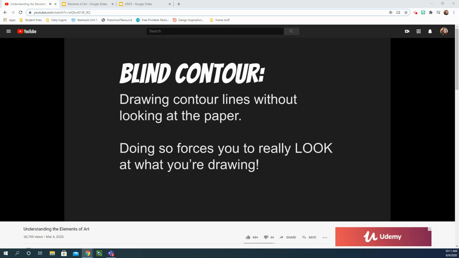Another type of contour is blind contour. So it doesn't mean that we close our eyes when we're drawing, but it does make us blind in kind of a different way. And blind contour would be drawing contour lines without looking at the paper. So when we do that, it forces us to really look at the subject that we are drawing. So we stare intently into the soul of whatever it is we're drawing. Maybe it's a person. It's going to make them really uncomfortable because your eyes never leave them when you're drawing them. And what's really fun about blind contour is they usually turn out looking pretty goofy.